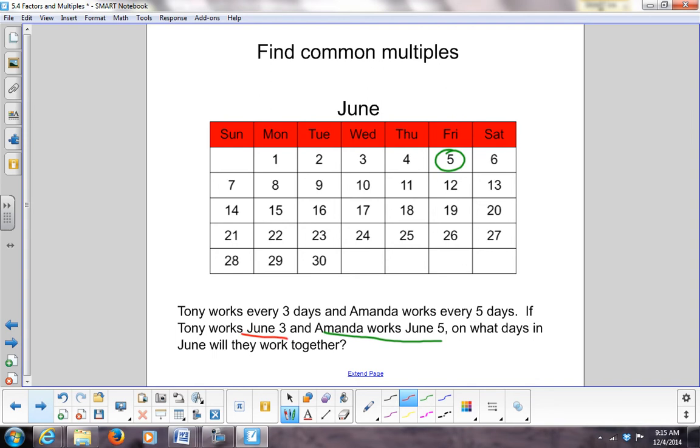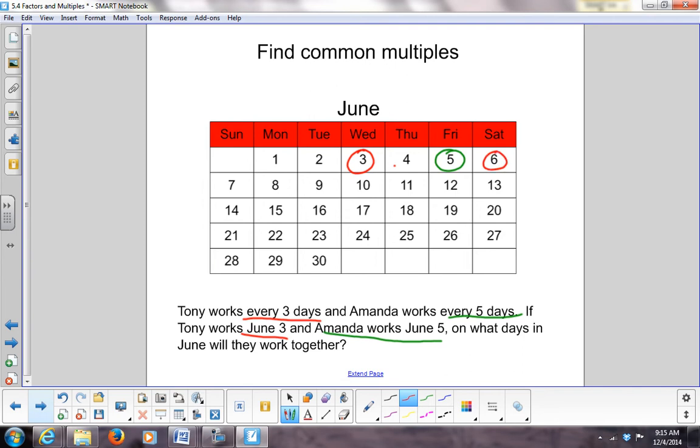Okay, it says Tony works June 3rd, and he works every 3 days, and Amanda works every 5 days. Now what do I do? I still don't have my answer. Okay, so I go 1, 2, 3, so I'm going to circle 6.